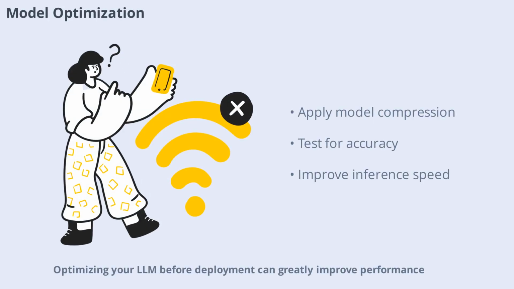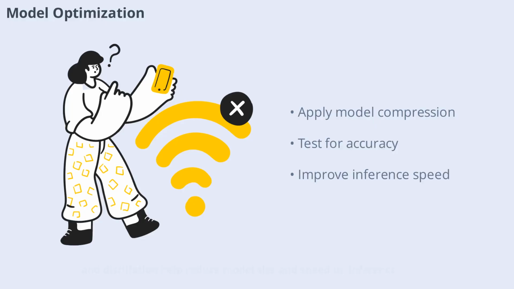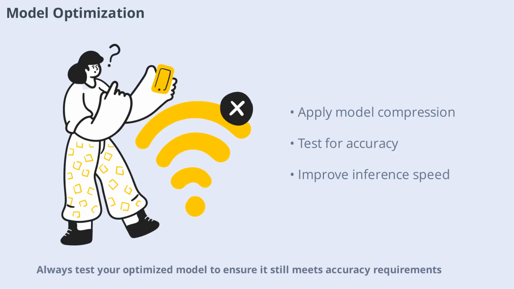Optimizing your LLM before deployment can greatly improve performance. Techniques like quantization, pruning, and distillation help reduce model size and speed up inference. These optimizations can make it possible to run large models on more modest hardware, saving costs and improving user experience. Always test your optimized model to ensure it still meets accuracy requirements.